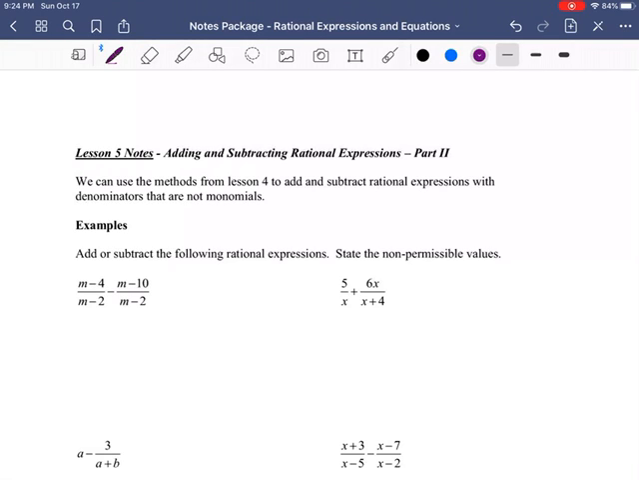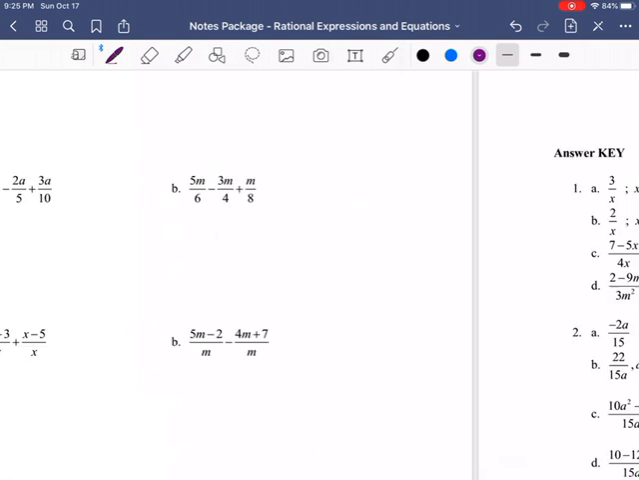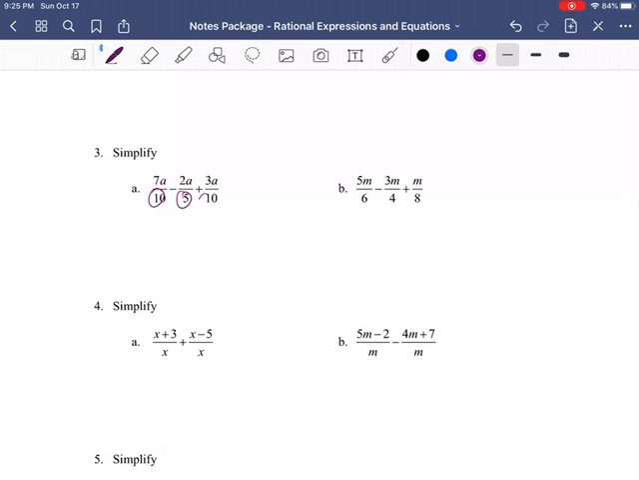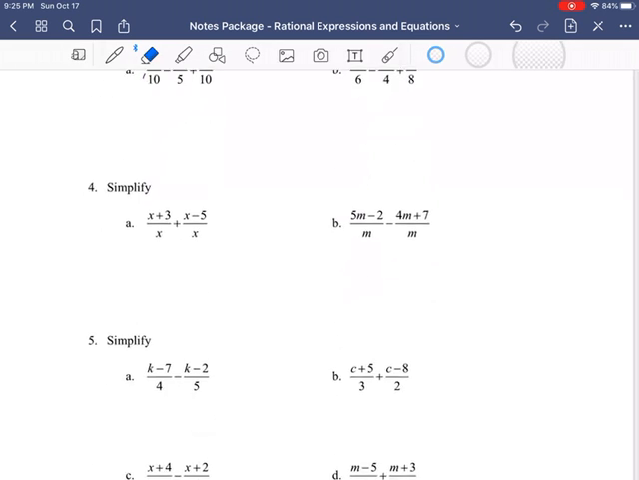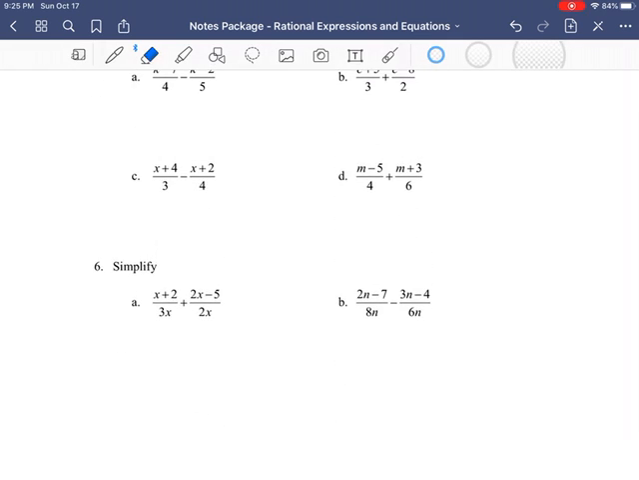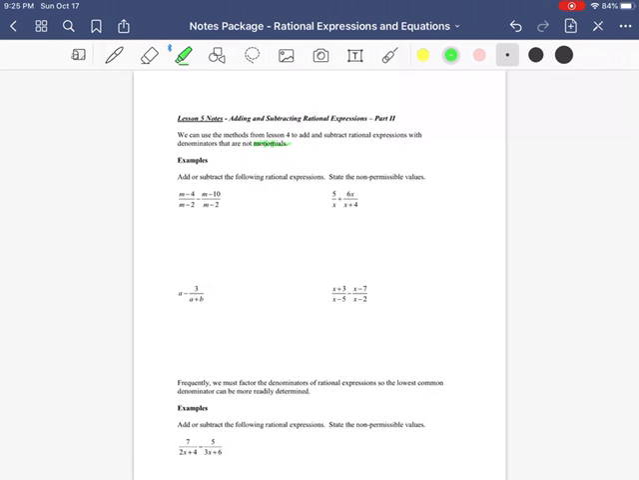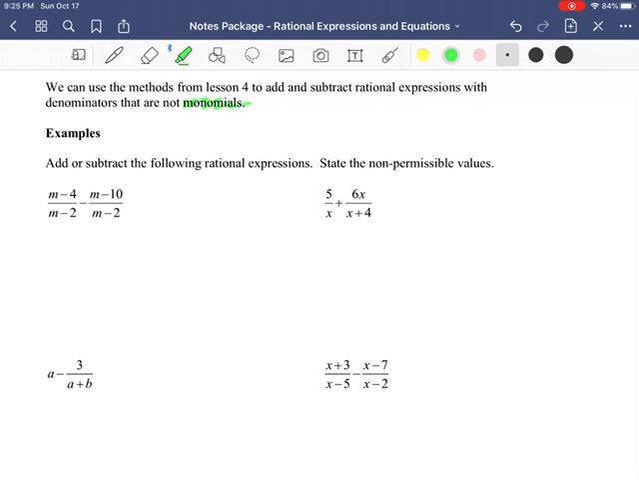All right, this is lesson 5, adding and subtracting rational expressions, part 2. So we have to remember our methods from lesson 4 to add or subtract rational expressions with denominators that are not monomials. In the last lesson, if we just zip back to it, you'll see that all these things are just kind of like one term, right? There's nothing crazy going on. It even might be variables, but it's still just one term in the denominator. Well, today we're going to be dealing with things that are not monomials.